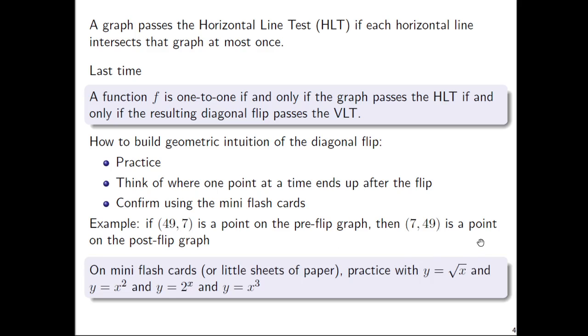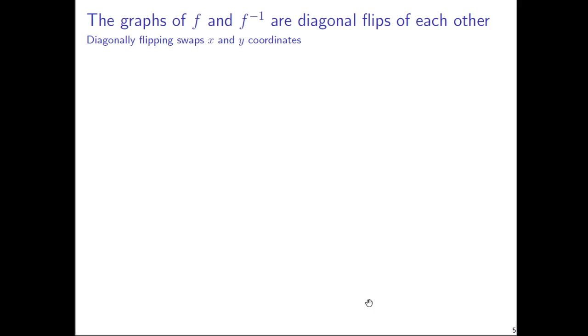Now on the mini flashcards, or on little sheets of paper, you should practice at least with these four graphs. Graph pre-flip y equals root x, graph y equals x squared, graph y equals 2 to the x, and graph y equals x cubed. Try drawing those. Prior to diagonally flipping, you should predict on paper what you should get. Draw a picture of what you think you should get, and then actually do the diagonal flip, and see if the picture that you drew as a prediction is accurate to what actually happens.